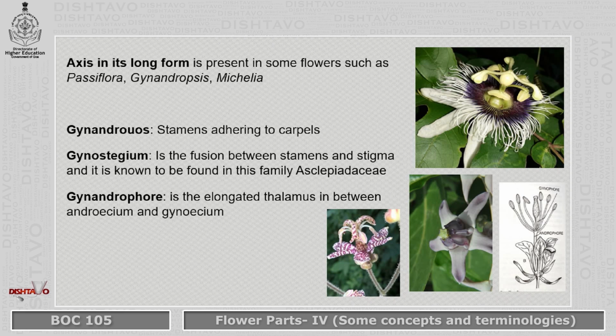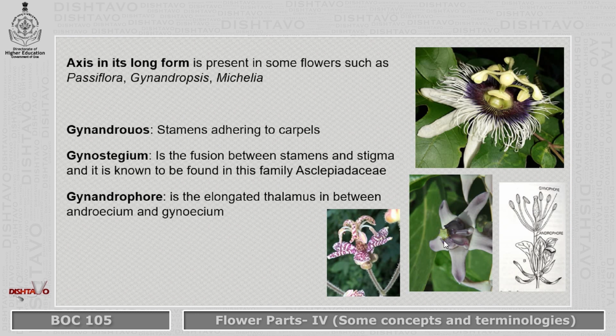Sometimes this axis of the flower, which is shortened into the thalamus, can be in a long form. So the calyx and corolla are inserted at one place, and the androecium and gynoecium can be attached at different points along the length of the thalamus. So the length of the thalamus may vary, and this kind of structure where the anthers are attached on the gynoecium is called the gynandrous condition, where stamens are adhering to the carpels instead of the thalamus.